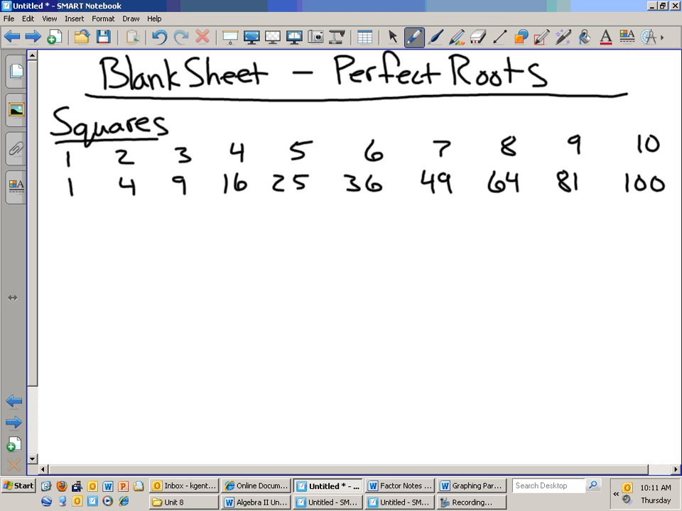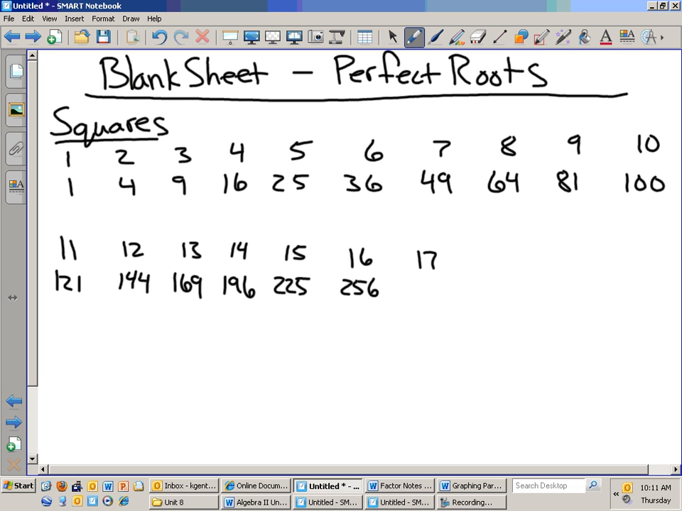However, there's a lot more perfect squares than that, and we're going to list a few more. Okay? We go to 11. 11 squared, 121. 12 squared, 144. 13 squared, 169. 14 squared, 196. 15 squared, 225. 16 squared, 256. 17 squared, 289. 18 squared, 324. 19 squared, 361. And 20 squared, 400.